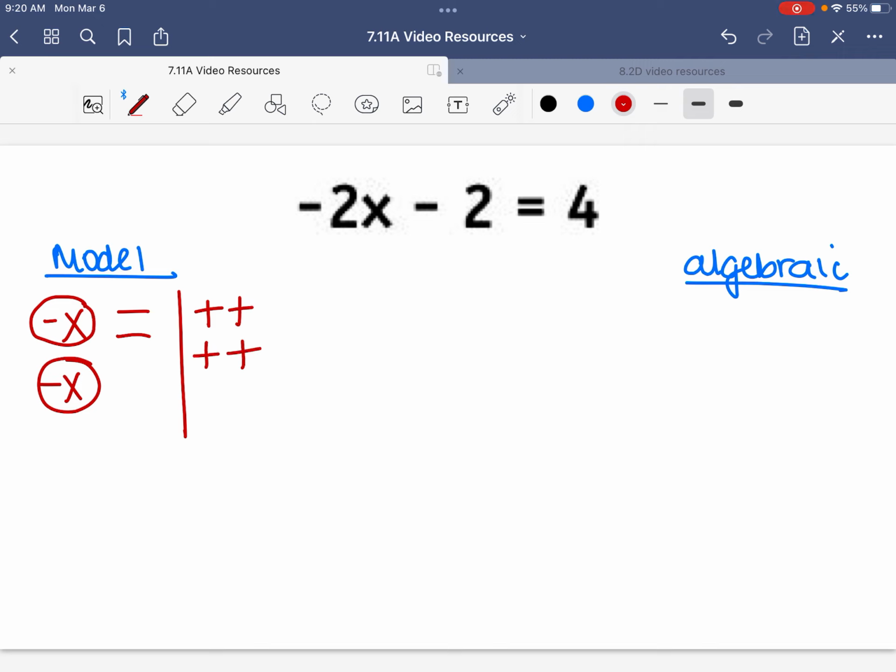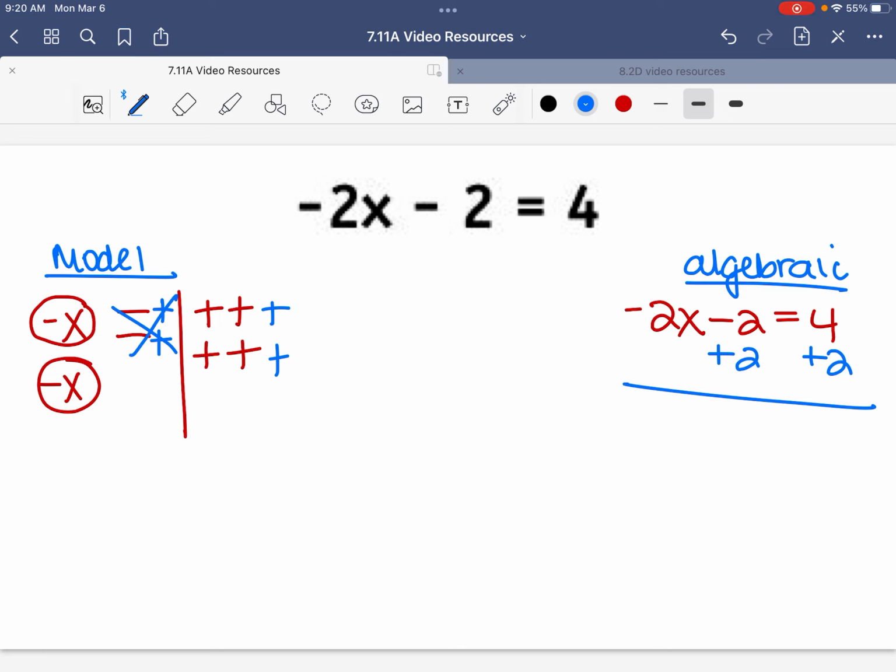So again, I'm just going to rewrite this on the algebraic side. So the first thing I need to do is create my zero pairs. So my -2, I need to add a +2, or add two positives to both sides to create that 0. So I add two positives to the left of my equation and to the right. And when I simplify it, I'm left with 2 negative x's is equal to a +6.